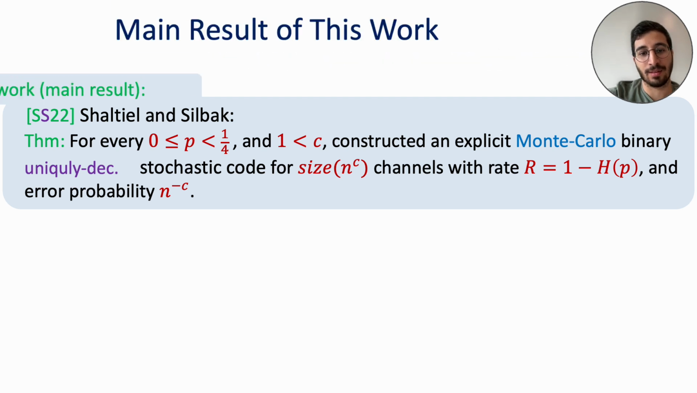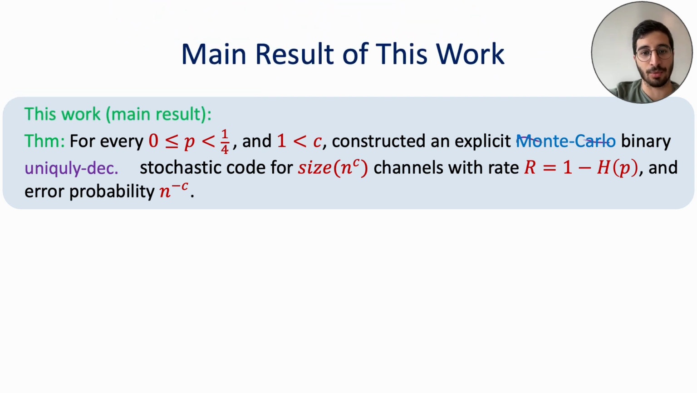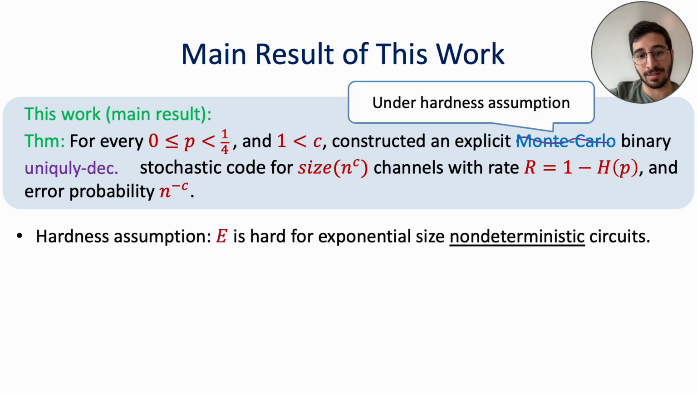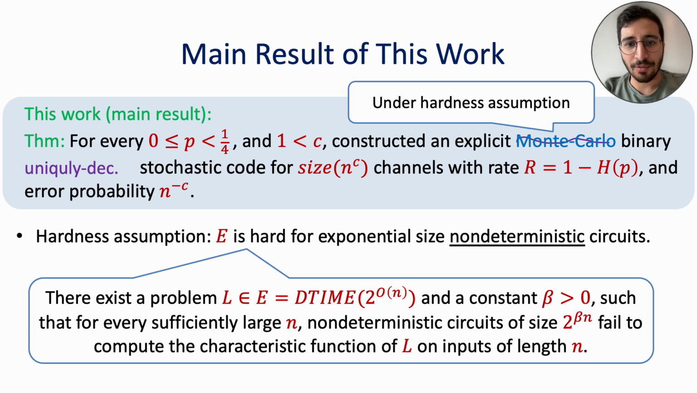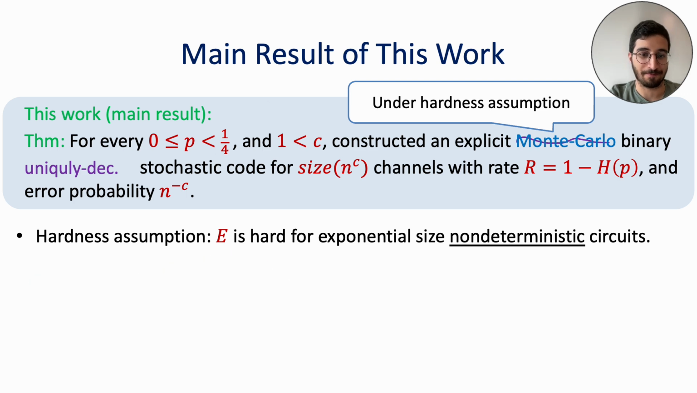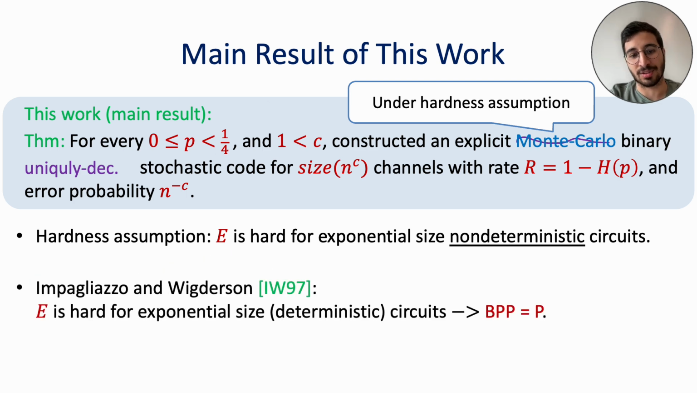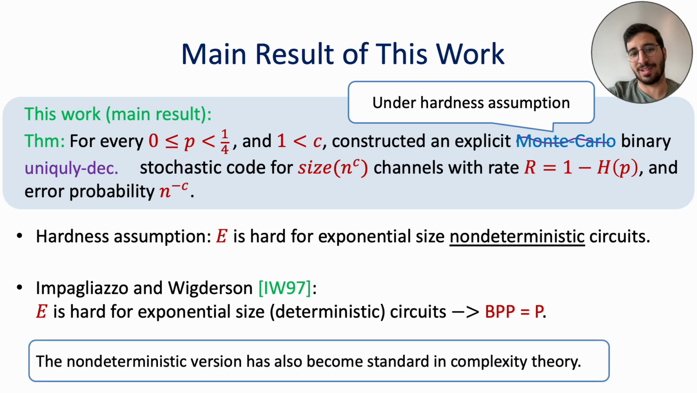And the main result of this paper is that it is possible to do this under hardness assumptions. Specifically, the hardness assumption we're going to use is a classic derandomization assumption, which says that the class E is hard for exponential size non-deterministic circuits. Now, for people that are familiar with derandomization, this is a variant of the well-studied and loved assumption that Impagliazzo and Wigderson used to prove that BPP equals P. Impagliazzo and Wigderson used a slightly weaker variant in which we're not assuming hardness against non-deterministic circuits, but only against deterministic circuits. But by this point, this is a standard assumption, even the non-deterministic version of it.